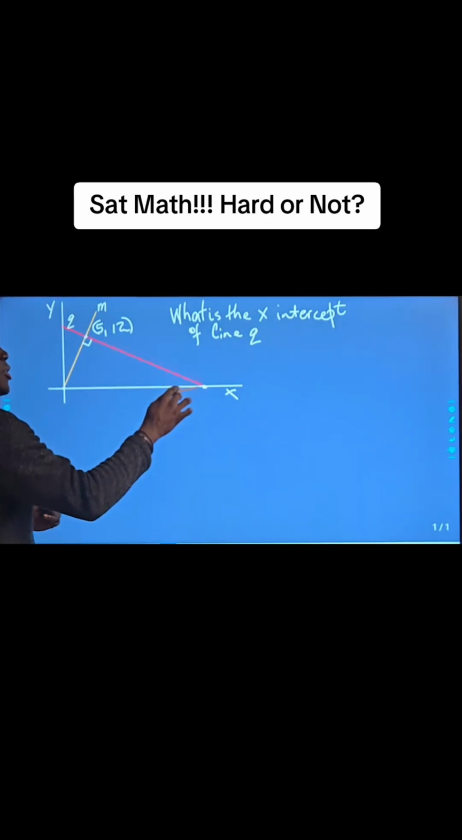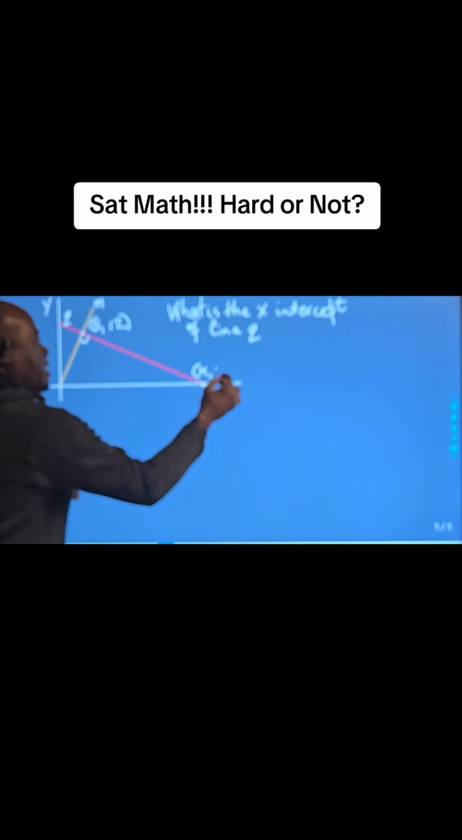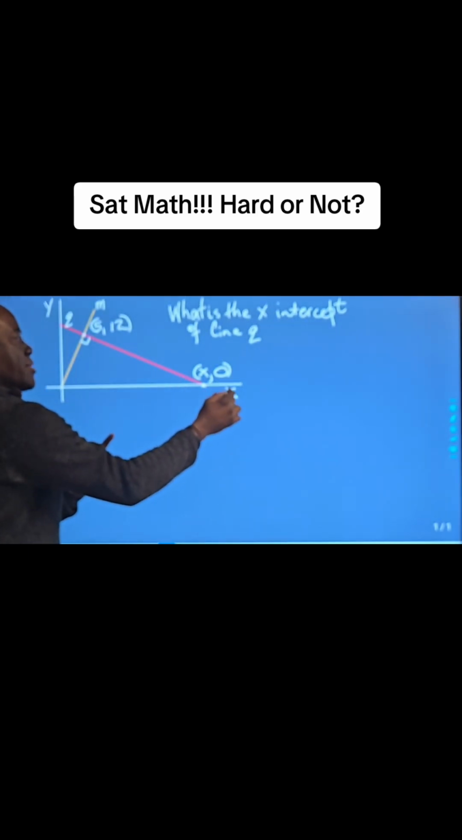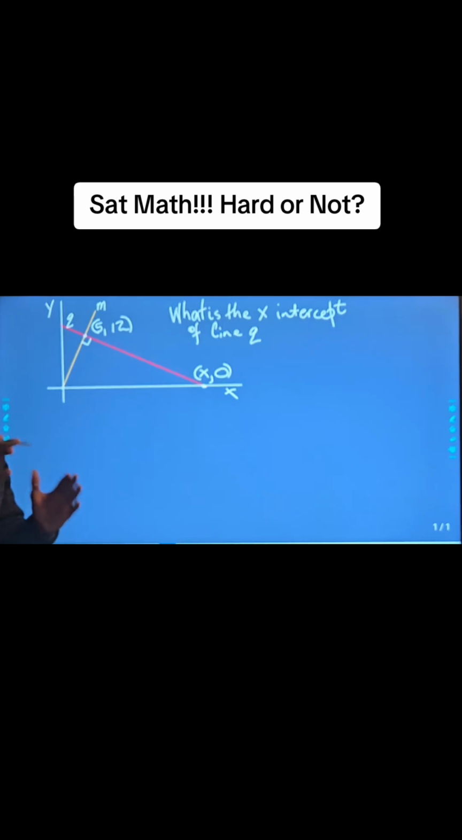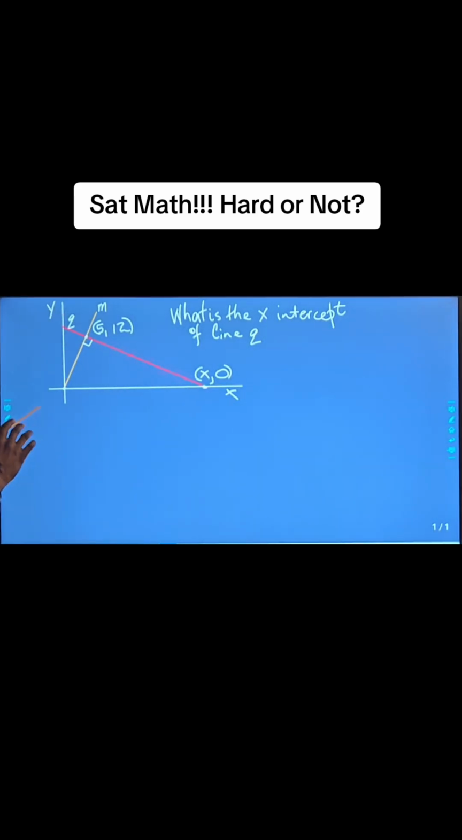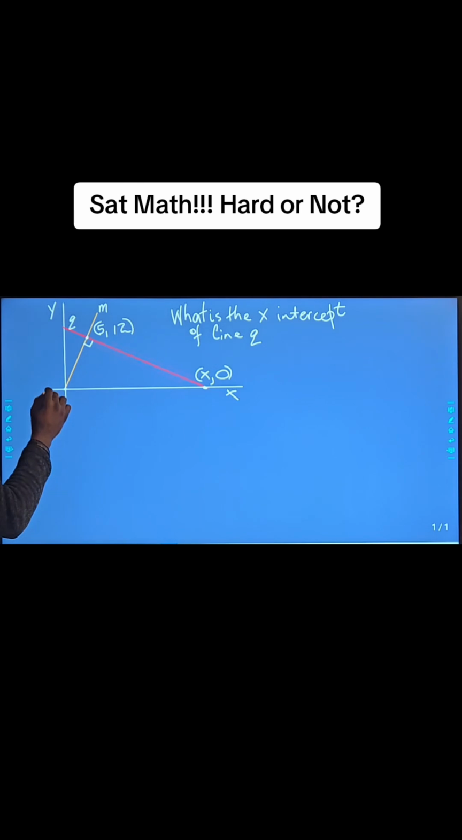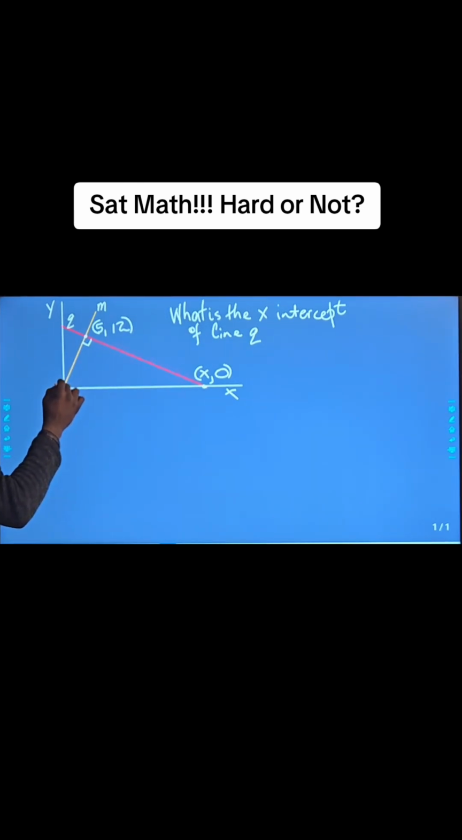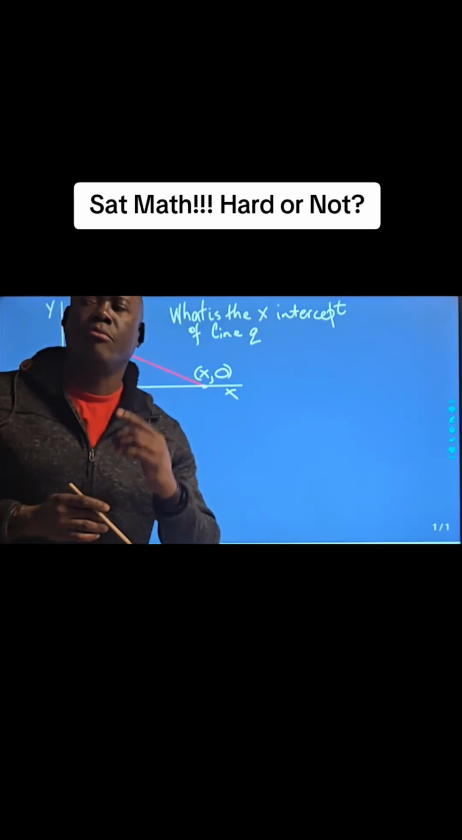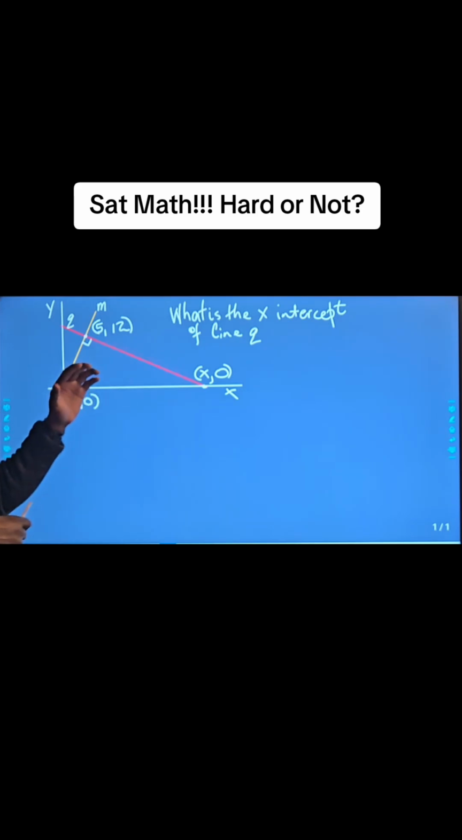So I want to know what is the coordinate here. The y value is 0 because we're on the x-axis. So on the x-axis, the y value is always 0. I also know that right here is the origin, so this is 0, 0. So with this information, I can approach this problem in more than one way.